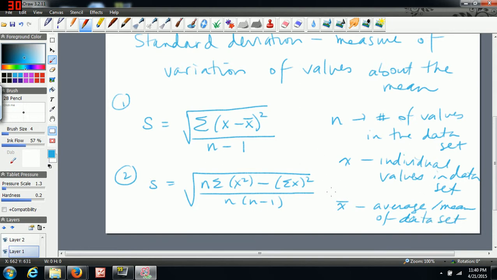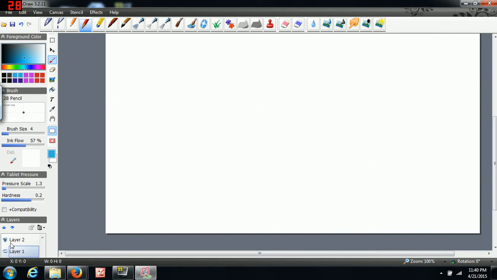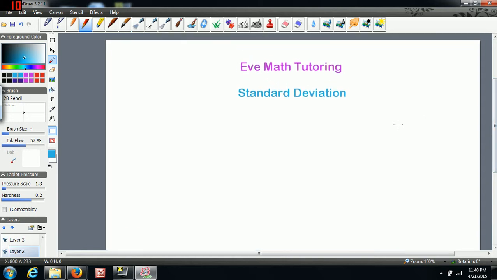Okay, and as you remember, this symbol represents the sum of, so that just means you have to add up all those values in front of the sum of symbol. Okay, so that's standard deviation. Those are the formulas that we're going to use. So I'm going to try a few examples here. Okay, now, let's start off with the following example.